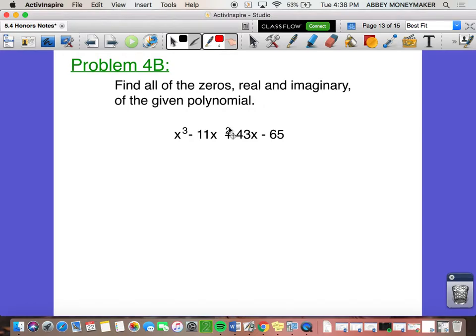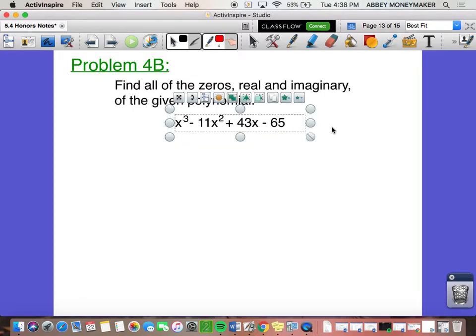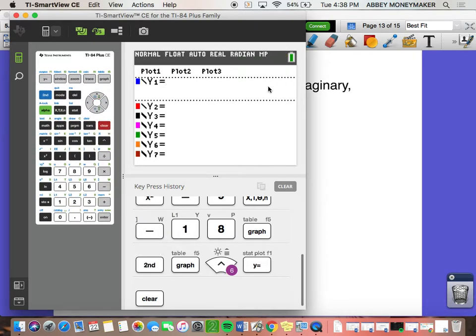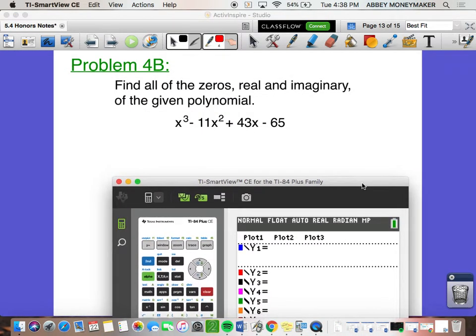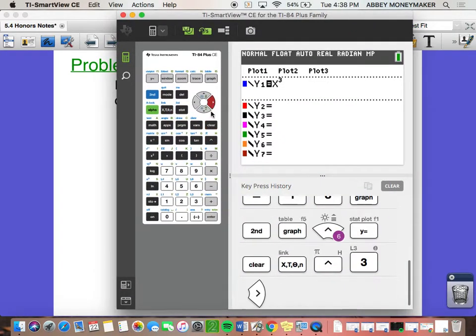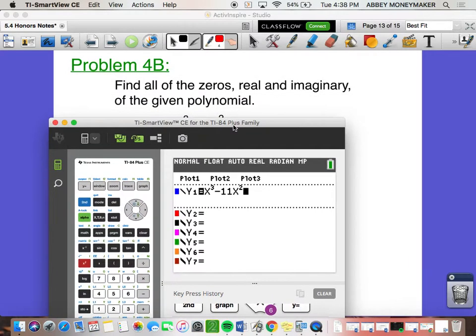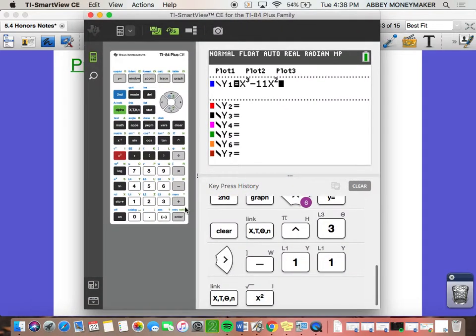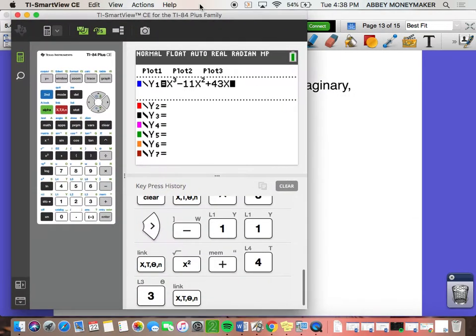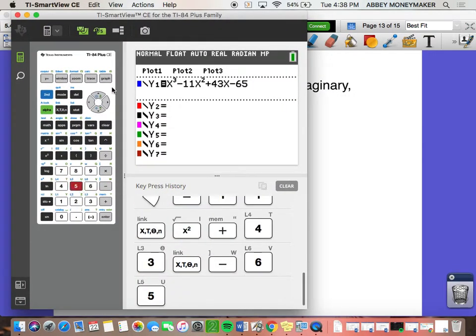So let's look at problem B here, and we're going to do the same thing. Find all of the zeros for the following equation. So let's go back to our calculator, and let's go to y equals, clear out what you got there. X cubed minus 11x squared plus 43x and then minus 65. And then let's graph it.